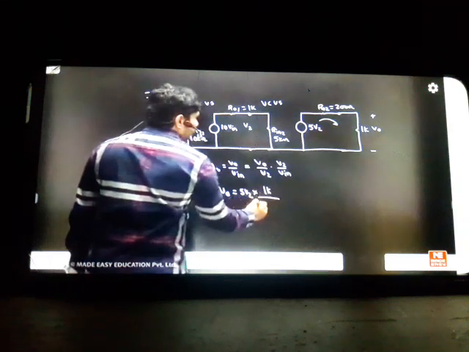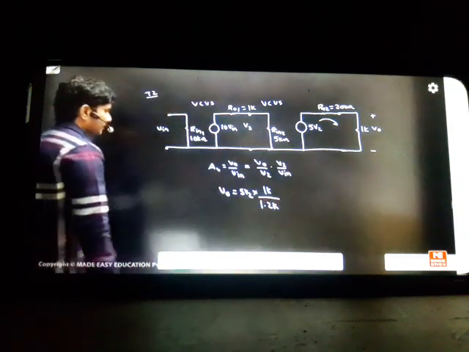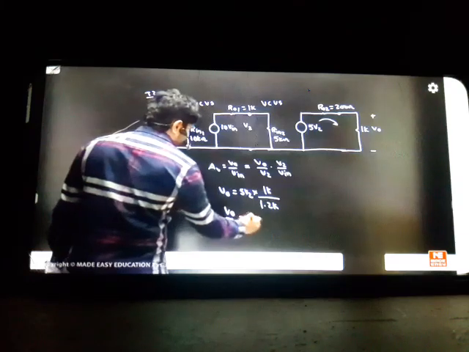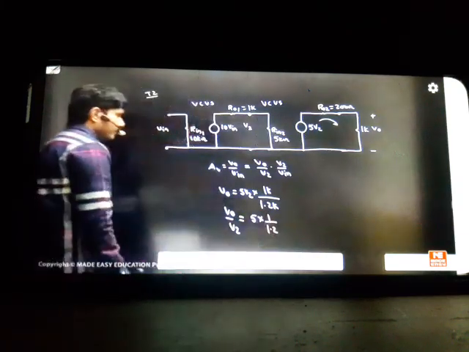This is 1K by 1.2K. This is the voltage division rule you can apply. So V0 by V2 you can calculate. It is 5 into 1 by 1.2. This is V0 by V2.